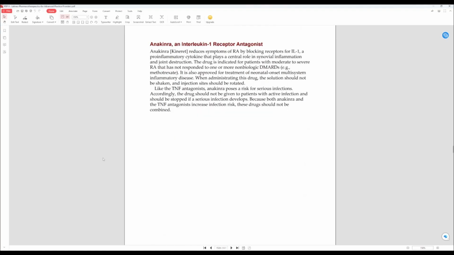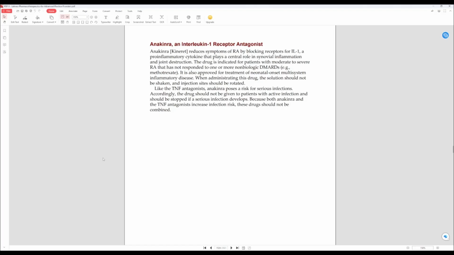Anakinra, an interleukin-1 receptor antagonist. Anakinra, also known as Kineret, reduces symptoms of RA by blocking receptors for interleukin-1, a pro-inflammatory cytokine that plays a central role in synovial inflammation and joint destruction. The drug is indicated for patients with moderate to severe RA that has not responded to one or more non-biologic DMARDs. It is also approved for the treatment of neonatal onset multisystem inflammatory disease.